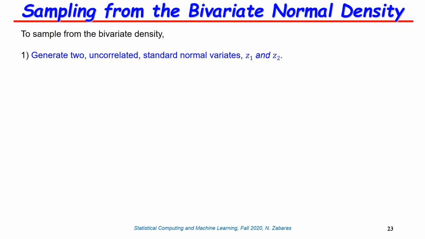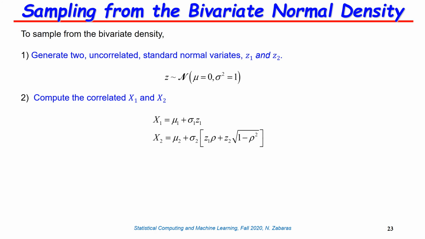Now, if you have two correlated random variables Z1 and Z2, so if we have correlations now in my joint distribution of Z1 and Z2, the way to generate correlated samples X1 and X2 is through the transformations that you see on this slide.